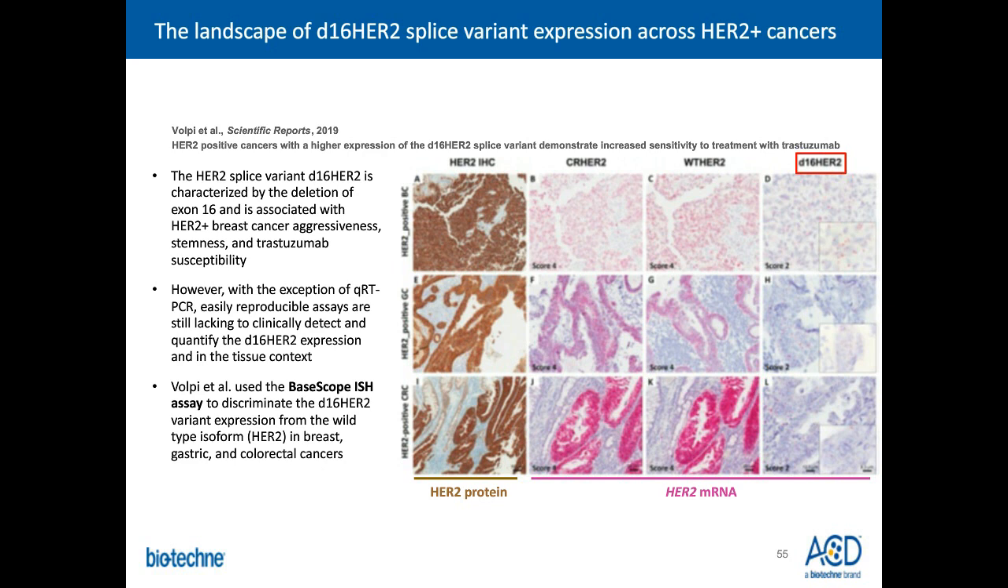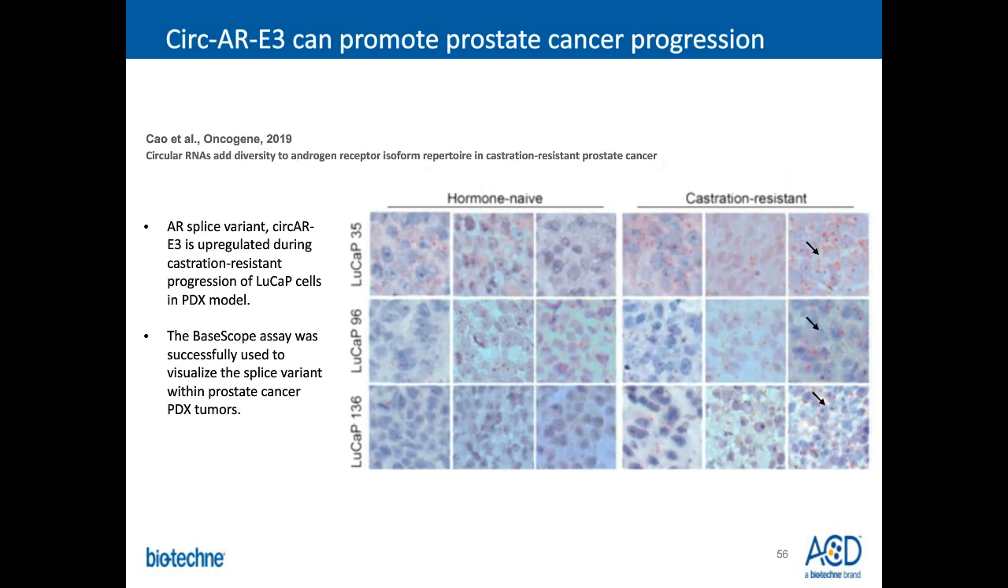And they were able to distinguish these patients based on their presence of the splice variant and stratify them for Herceptin therapy. Similarly, in this particular case, this group of researchers used the BaseScope assay to visualize the expression of circRNA of androgen receptor. Now, this particular splice variant of androgen receptor is seen to be highly expressed in castration-resistant prostate cancer compared to a less aggressive prostate cancer. Again, highlighting the role of this particular splice variant in promoting growth of this prostate cancer tumor.